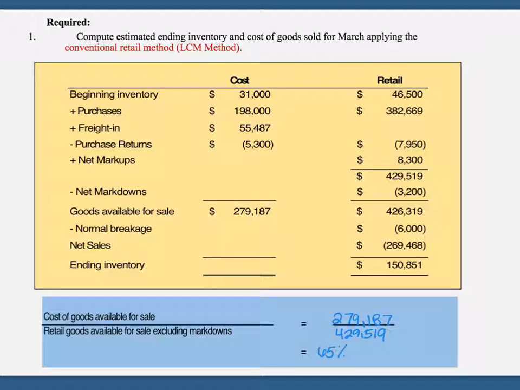Now, to get ending inventory like we've done before, simply multiply the 150,851 in retail ending inventory times 65%. That will tell us what our ending inventory is at cost, and that's going to equal 98,053. To find cost of goods sold, again, it always equals your goods available for sale minus your ending inventory. If you did that calculation, you would get 181,134.